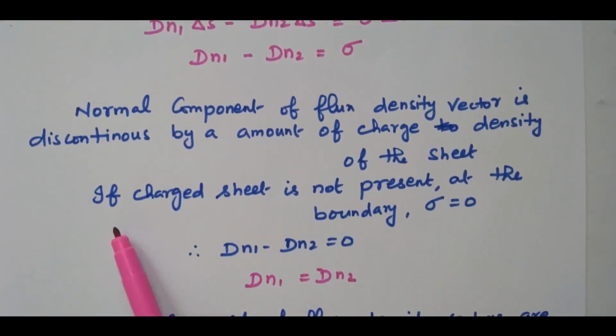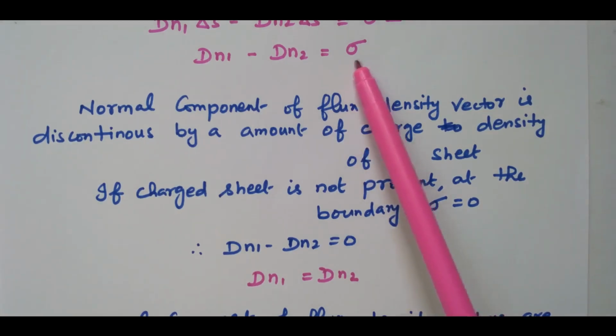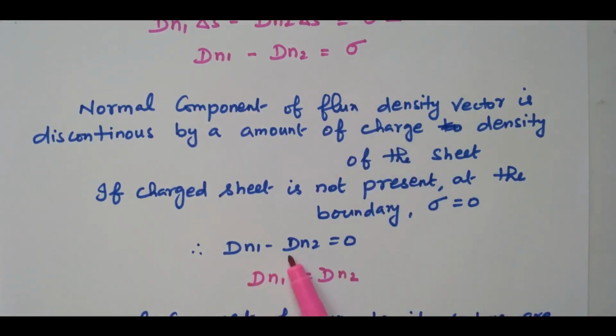Suppose the charged sheet is not present at the boundary. Before, we assumed that the charged sheet is available. Now, if the charged sheet is not available, sigma equals 0, so this value is 0. So dN1 minus dN2 equals 0. Bring that term to the right hand side so that dN1 equals dN2. Now both flux density vectors are equal when the charge is not available.